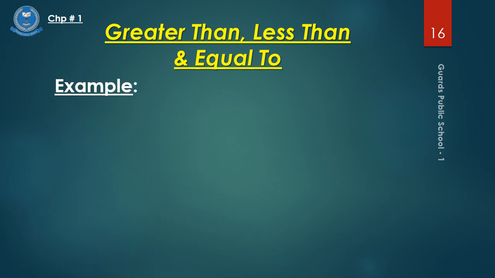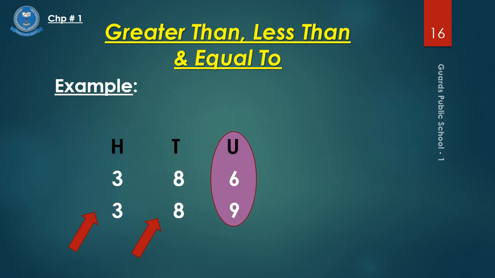Now again, let's see one more example. In these three digit numbers, let's look at the digits in the hundreds place. See, it's the same for both the numbers. So we now look at the digits in the tens place. Oh, both the numbers have 8 in the tens place. Now, what do we do, students? Of course, we look at the digits in the units place.